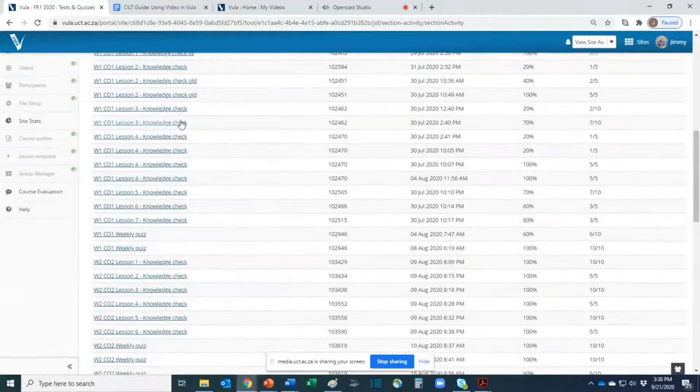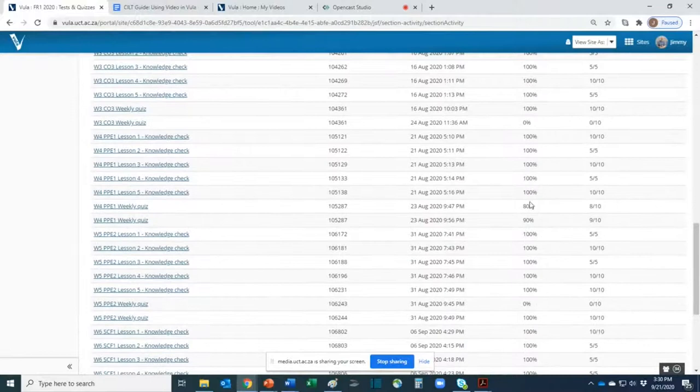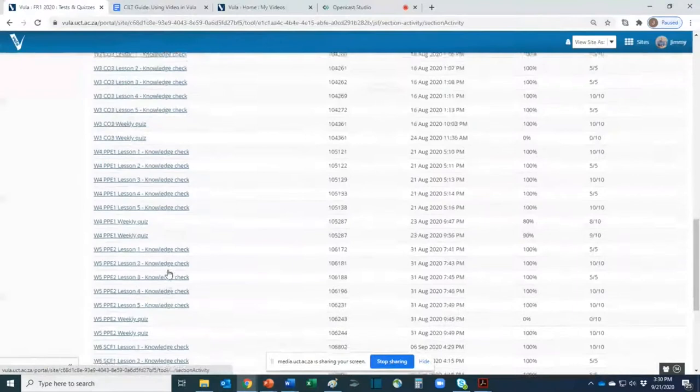Many attempts at all of these different knowledge checks, and some great marks too. Look at this, 100%, a few 80s and 90s coming through there, and that's the sign of a student who's really been engaging with all of our activities. Fantastic.